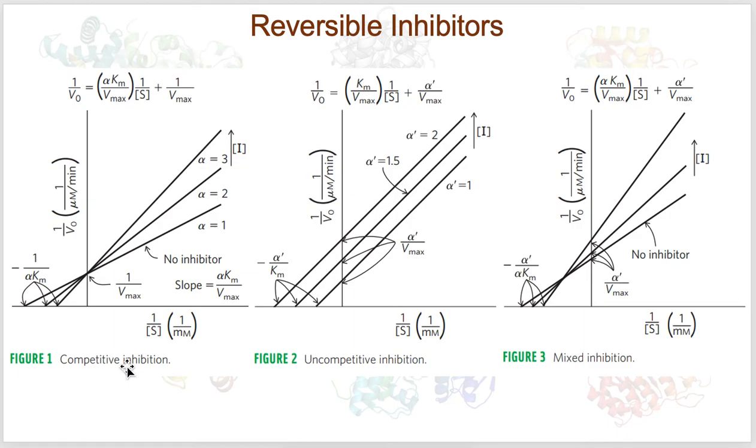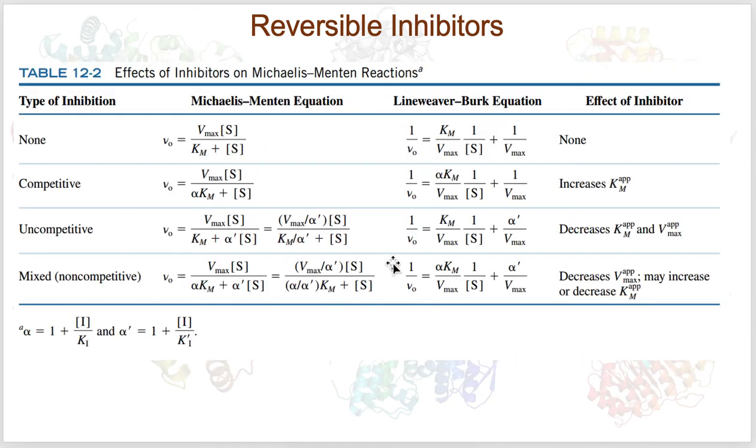Now this slide shows side by side plotted graphs of the competitive, uncompetitive, and mixed inhibitions. We already saw these graphs in previous slides. This table summarizes the effect of different reversible inhibitors on the Michaelis-Menten reaction. We already know that when inhibitors are added, the reaction rate equation changes, so this table summarizes what kinds of effects the inhibitors have on Michaelis-Menten reactions.